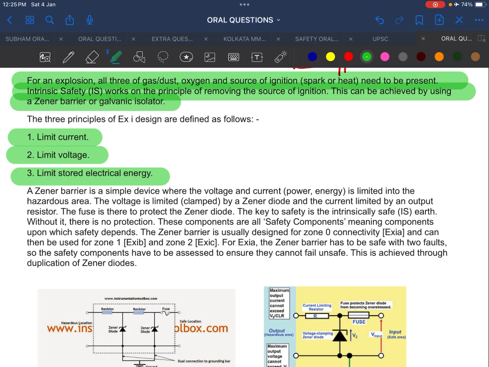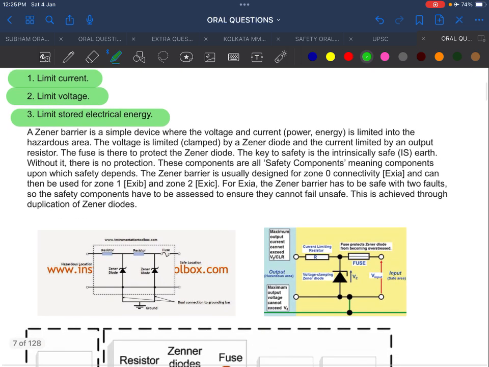We are not using big microfarad capacitors or Henry-range inductors, because they can store more energy and can cause ignition there. So we limit these things to reduce the chance of ignition.